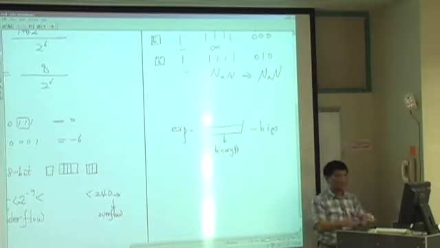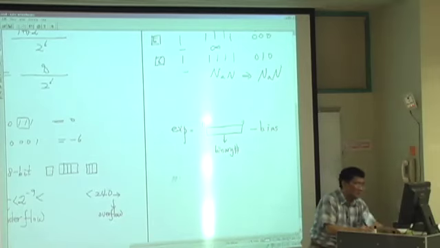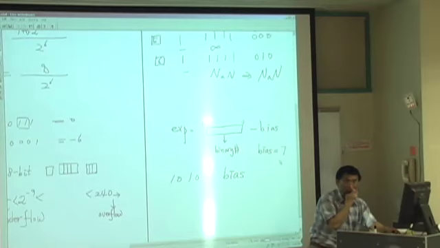Okay, so example then. 1, 0, 1, 0. So 1, 0, 1, 0 minus bias, right? And we have 4 bits, then what is bias? Bias can always be calculated. Please calculate bias. 2 to the n minus 1 minus 1. So that is 7, right? Okay, how do I get that? 4 bits, right? 2 to the n minus 1, minus 1, right?